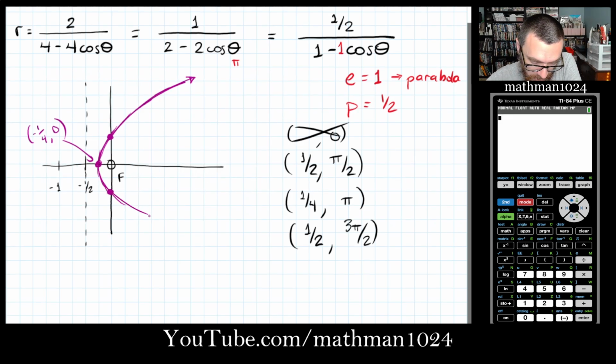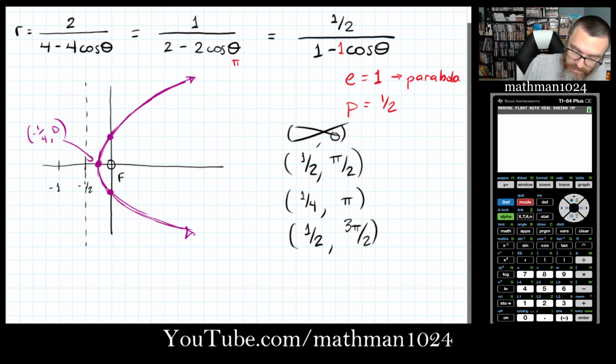And we can even curve it down over here. So yeah, there we go. Now we could convert this into the rectangular form. If we were to look at this picture right here, we have a center at -1/4, 0. It opens up to the side positively.